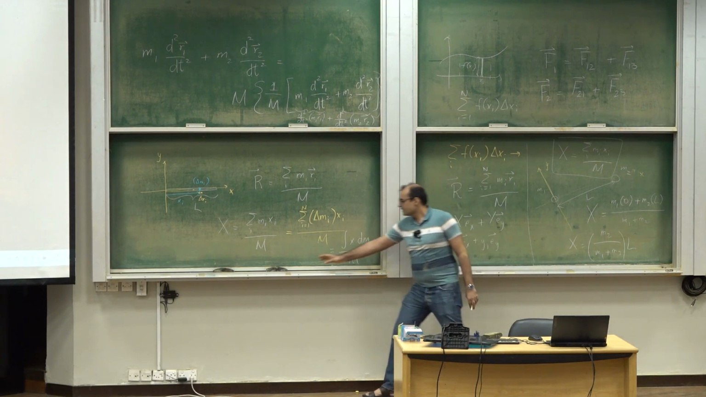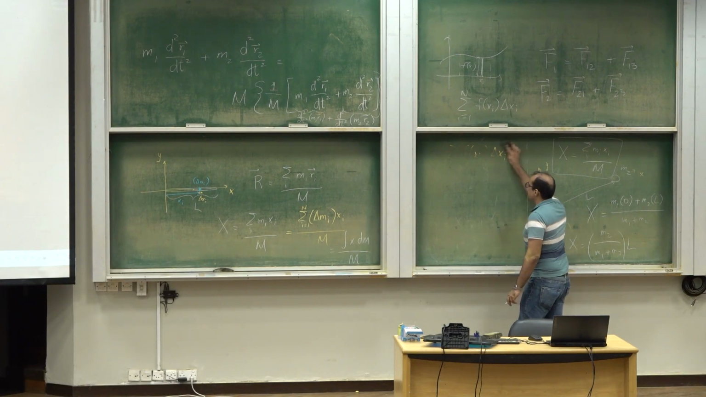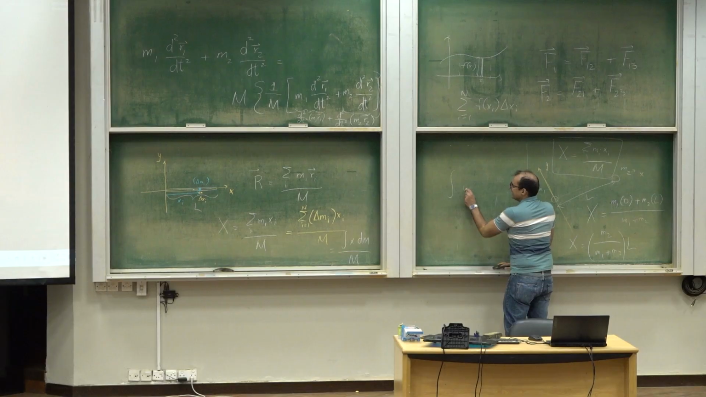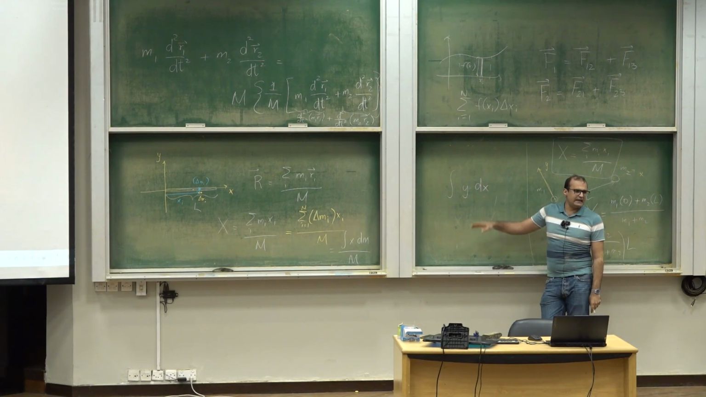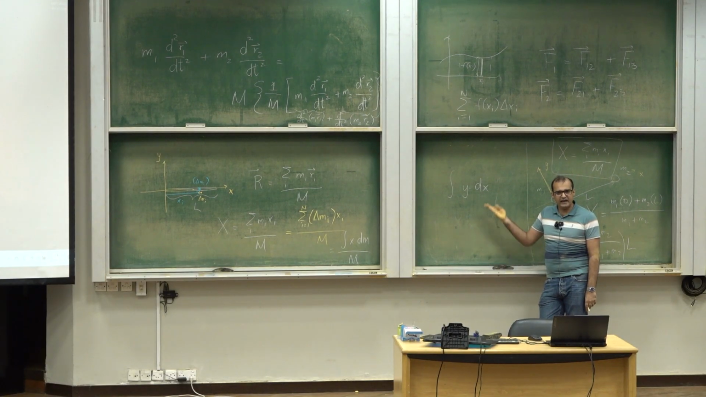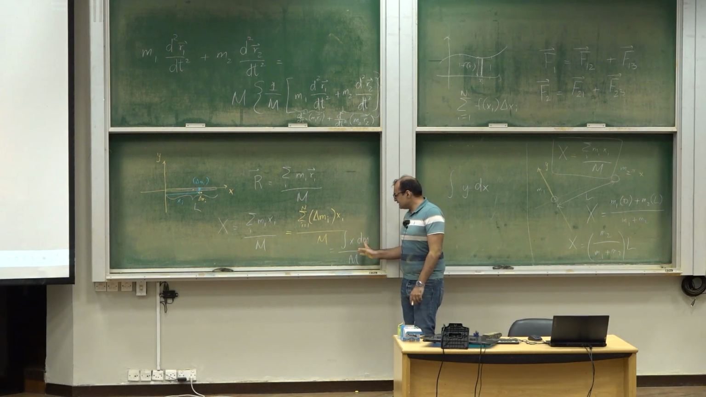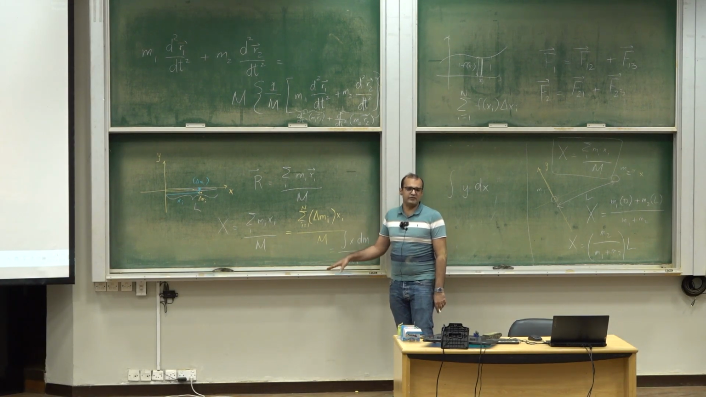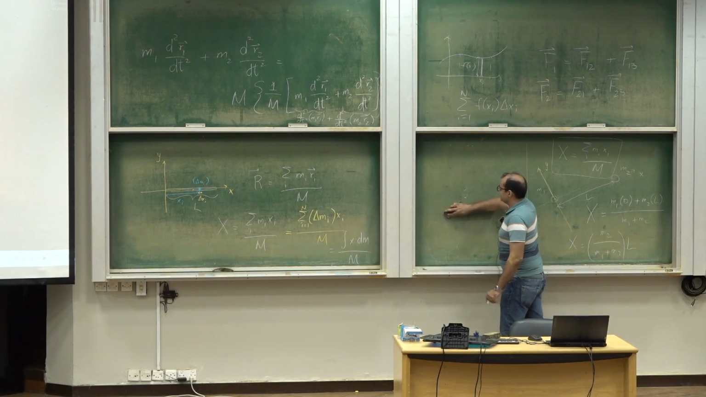Okay, so let's do this integral now. First, to do this integral, just as you calculate the area under a curve as y dx, to do this integral what do you need? y as a function of x. So to actually do this integral, you either need m as a function of x, so that you can write dm in terms of dx, or you need x as a function of m. Either one will do.